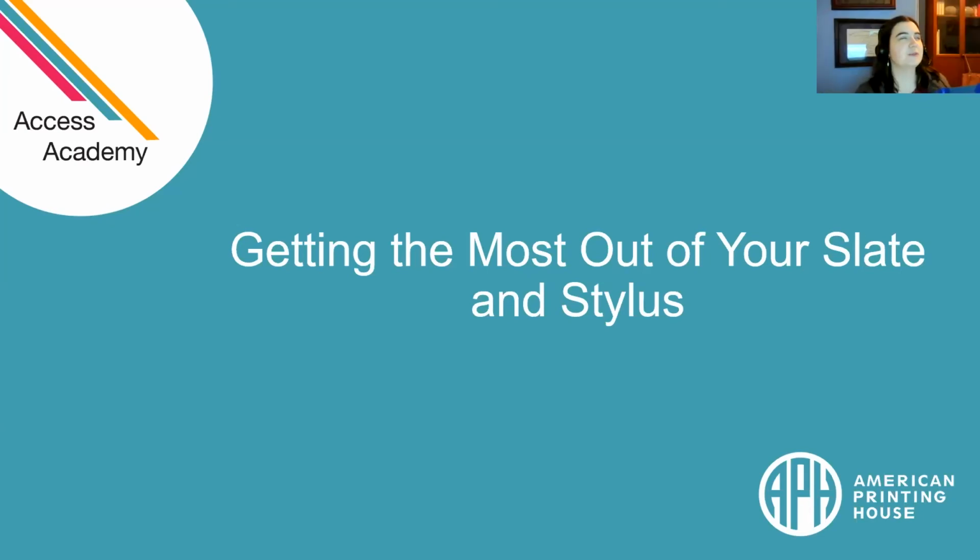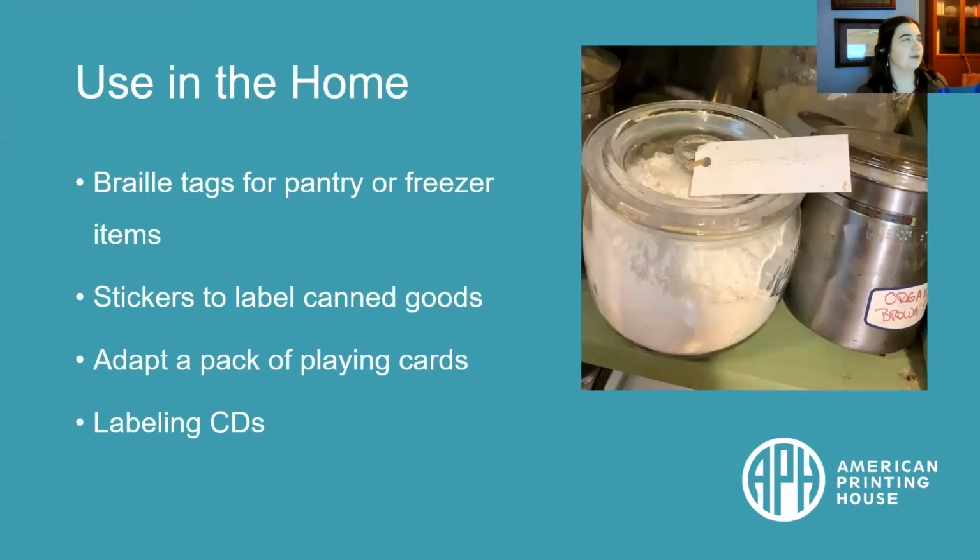Okay, so some use in the home. There's braille tags for pantry and freezer items. This is actually a picture of my baking cart. I like to bake. I have 5 different types of flour. All the bags felt the same. I started putting them in different canisters, but I couldn't remember which canister was what. So I ended up brailing tags.